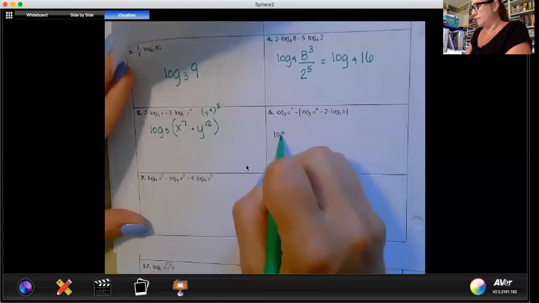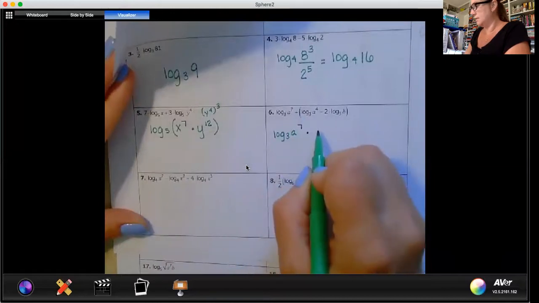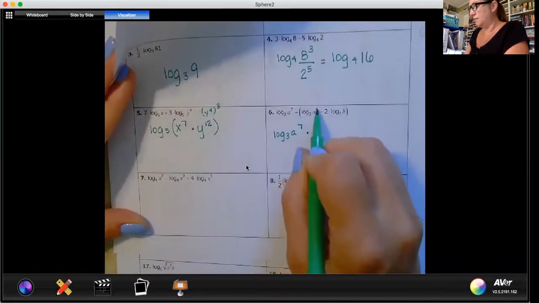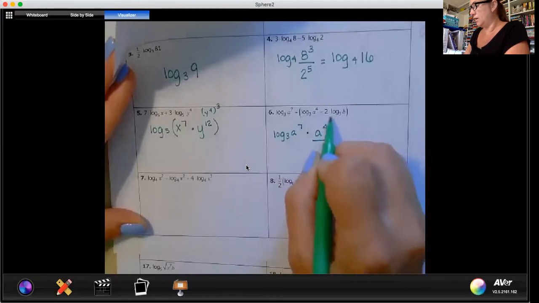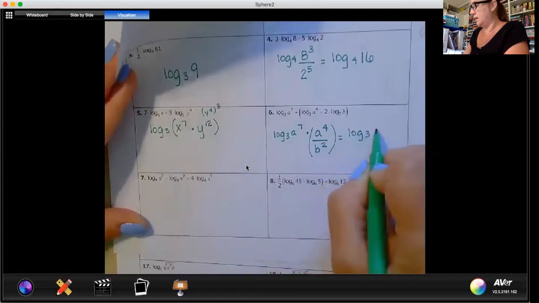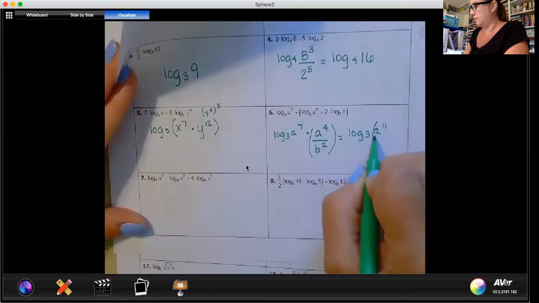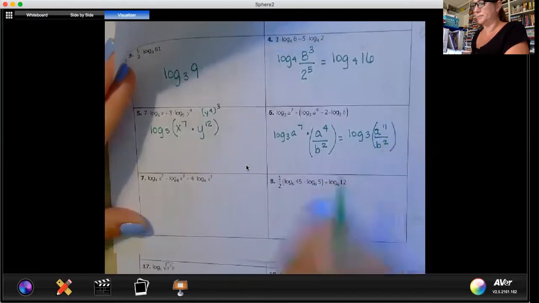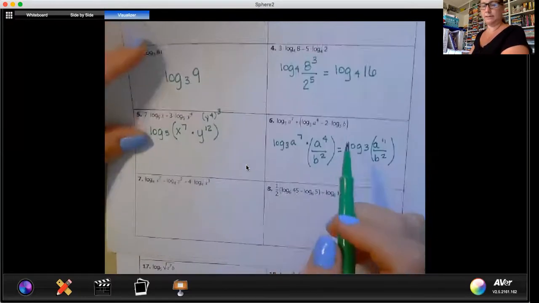So log base 3 of a to the 7th, can't do anything with that, times log base 3 of a to the 4th, minus, so a to the 4th over b squared. So we're going to simplify that as log base 3 of a to the 11th over b squared. Multiplying, add the exponents.